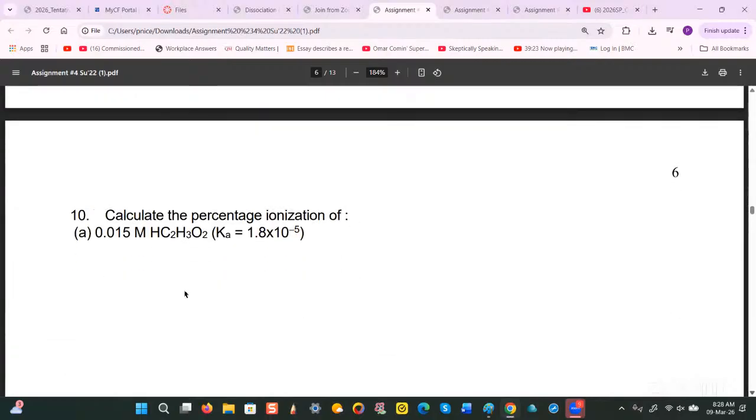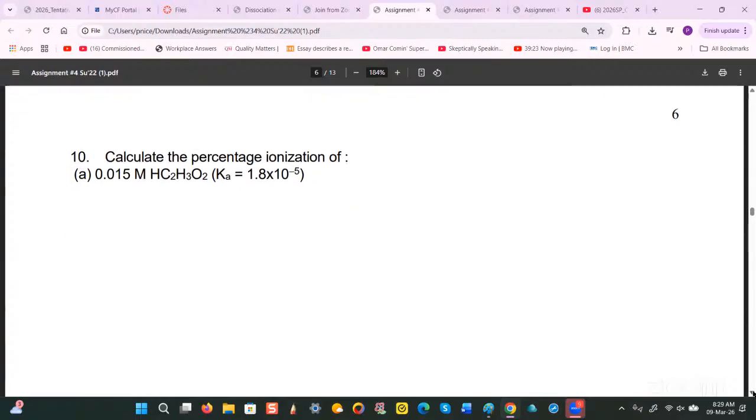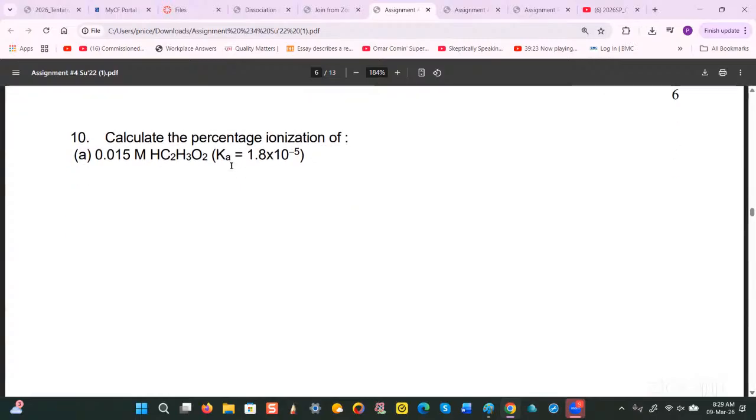Okay, now this one is asking for the percent ionization of this acid, which is acetic acid, and it gives a molarity. So the percent ionization, of course, is what we were talking about. It's the same thing as the percent dissociation, all right? So let's see here.